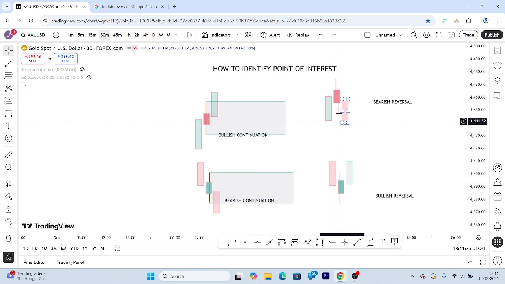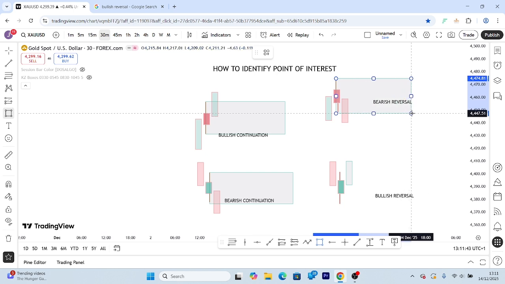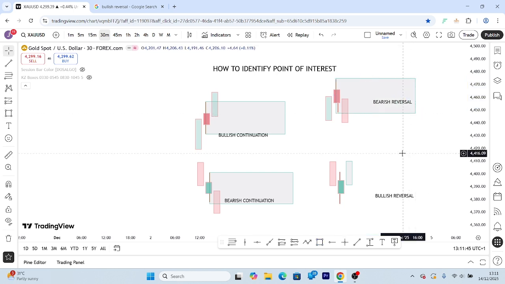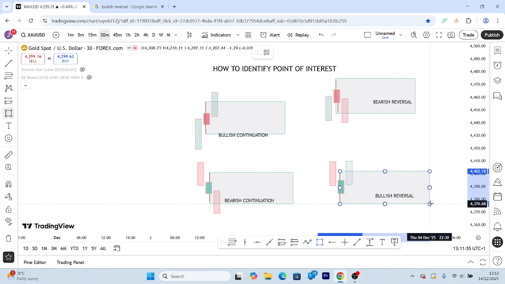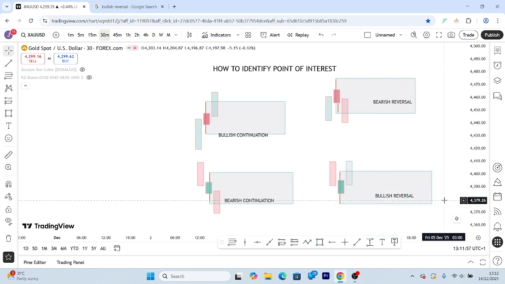Then also in this bearish reversal, we're going to use the whole of it. So when it now comes to this also, looking at the wick and the body, since they are the same, we're going to use the whole of this. Right, so this is how to identify your point of interest.